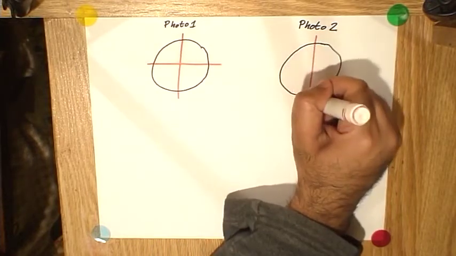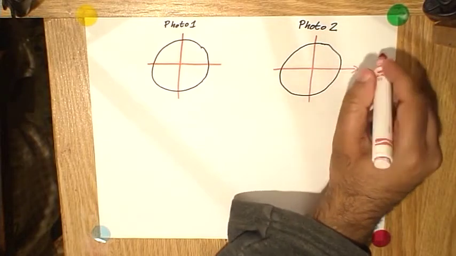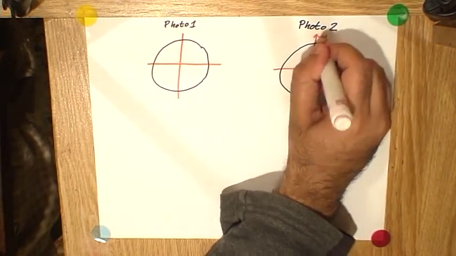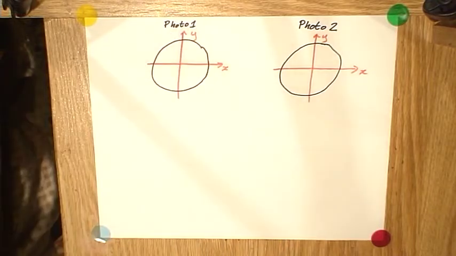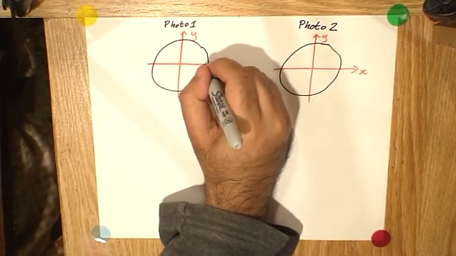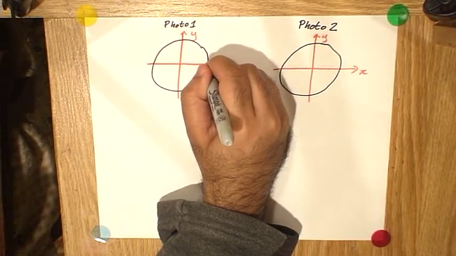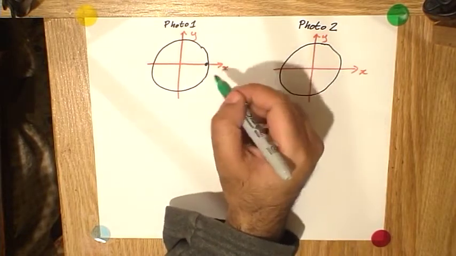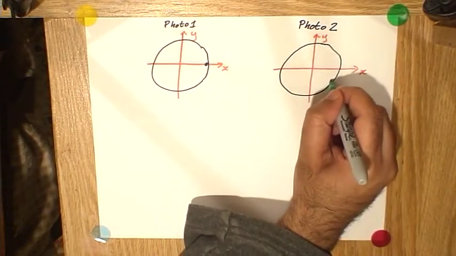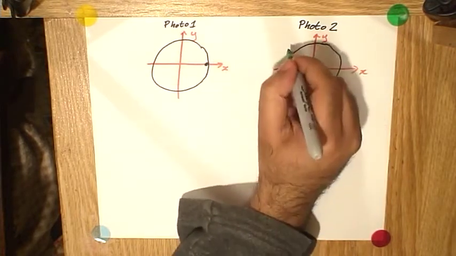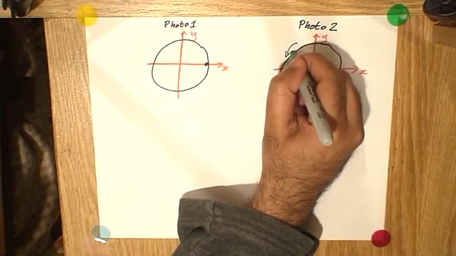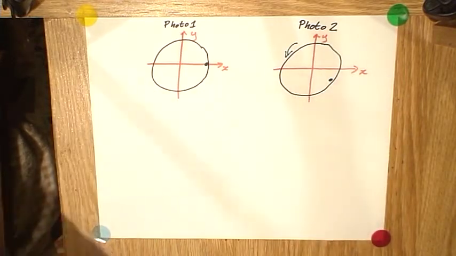I'm going to draw my axes. There's X, there's Y, there's X, and there's Y. We were given an initial and final velocity, but just for the sake of clarity, I'm going to draw the marker initially starting at an angle of 0 degrees, and maybe in photo 2 it's somewhere around here. The disk is rotating counterclockwise, that is the positive direction.